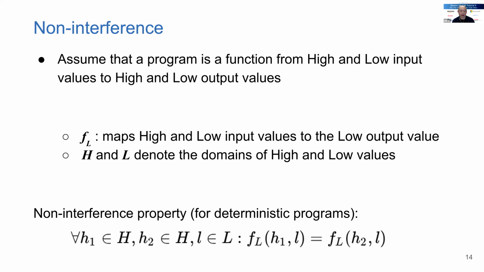And let's say H and L denote the domains of high and low values. So we can now formalize non-interference. We can say that for all high values and low values, if I keep the low value, the low input, the public input to the program the same and only change the secret value, then the public output remains the same. So the public output, the visible output, does not depend on the secret input.